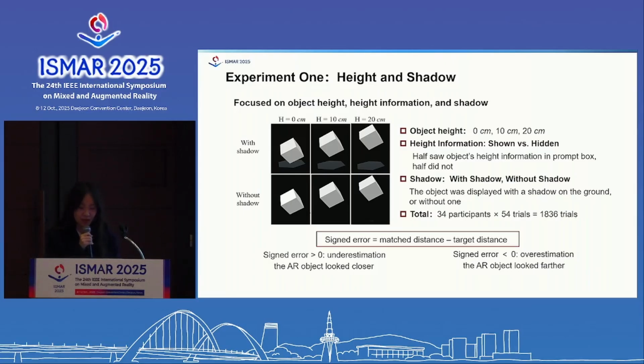To measure the depth error, we use the signed error. It means the matched distance minus the target distance. If the signed error is larger than 0, it means the AR object will look closer, so it is an underestimation. Otherwise, if the signed error is less than 0, it is an overestimation.